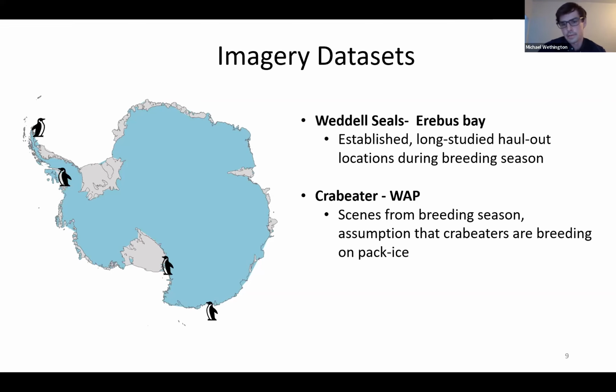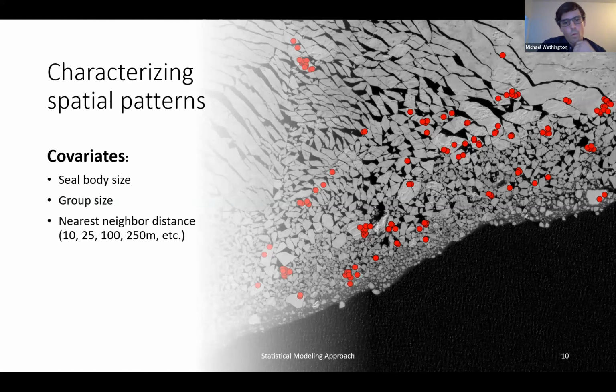Crabeaters, on the other hand, to try to pull imagery relating to them is arguably more difficult, but the scenes that we're taking are again taken from the breeding season, and are focused on pack ice. And so this is working off of the loose assumption that if we're seeing a lot of seals out on pack ice during the breeding season, there's a high likelihood that a lot of those might be crabeaters.